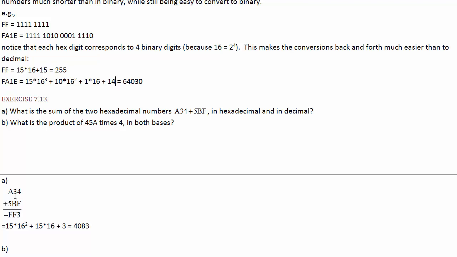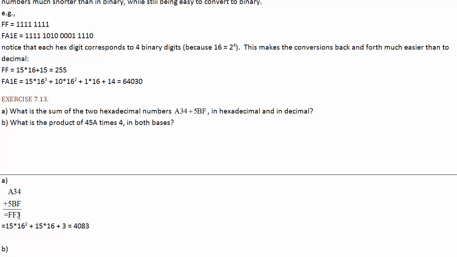So we've got B plus 3. We're new to this system, so let's just count on our fingers there. We're going to add 3 to B, so B, C, D, E. And then with the carried 1, we get to F. And now we've got A plus 5, so that's A, B, C, D, E, F. So we get back to F, and we're left with FF3 as the answer. 15 times 16 squared, plus 15 times 16, plus 3, just to add it all up, is 4083.